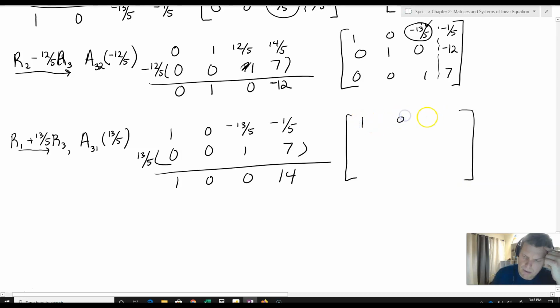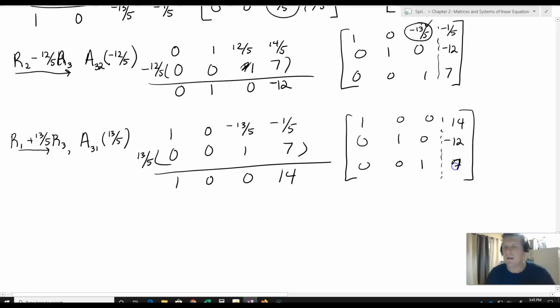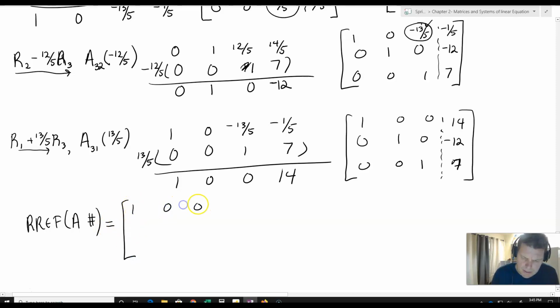So that means my solution is now 1, 0, 0, 0, 1, 0, 0, 0, 1, and then down the line we'll have 14, negative 12, and 7. So that is now in reduced row echelon form. So we would say that the RREF of, in this case, what we call A hashtag, is equal to 1, 0, 0, 14, 0, 1, 0, negative 12, 0, 0, 1, 7.